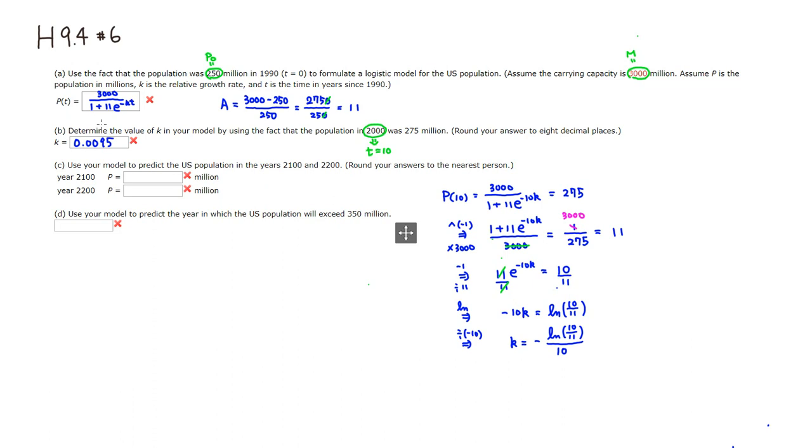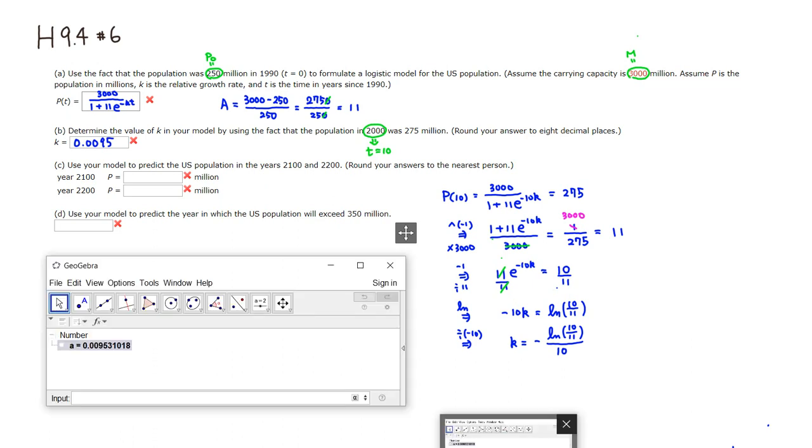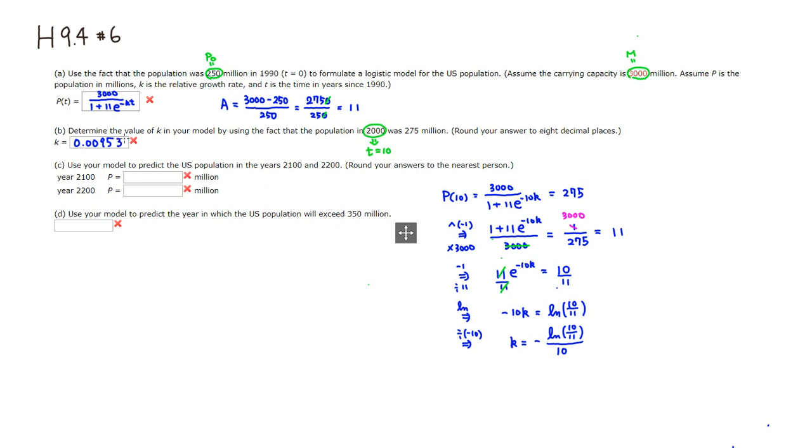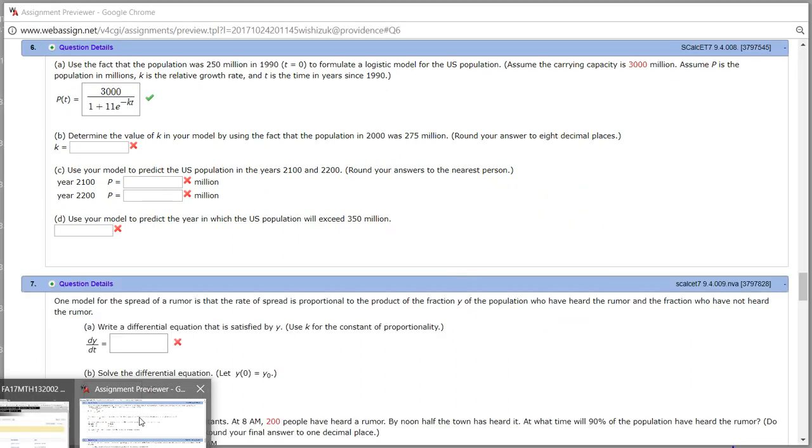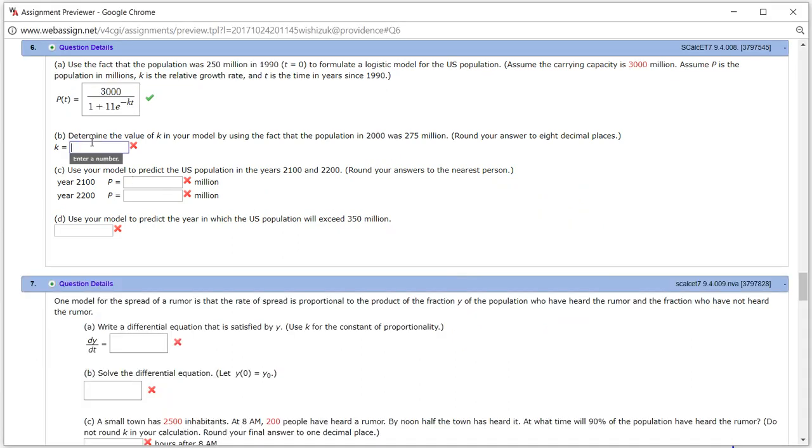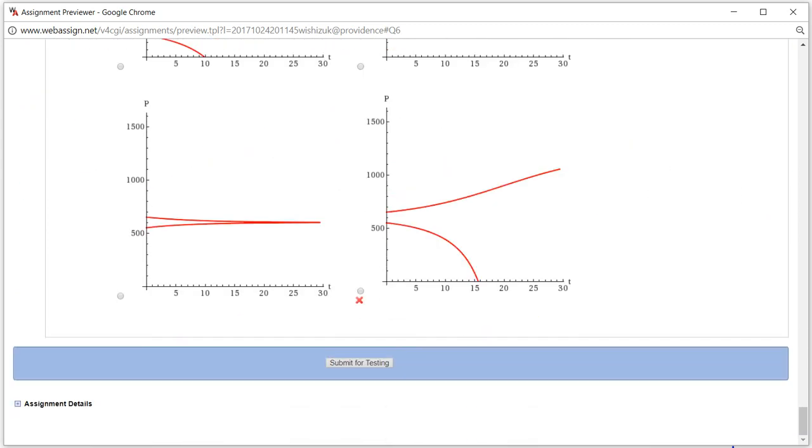0.0095, and then 310. 310. So I think that's enough. All right, so let's type this number in. K came out to be 0.0095 and 31. All right, so let's submit for testing.